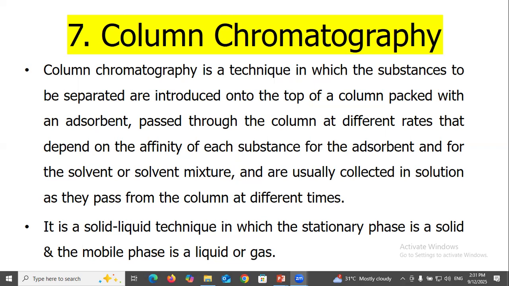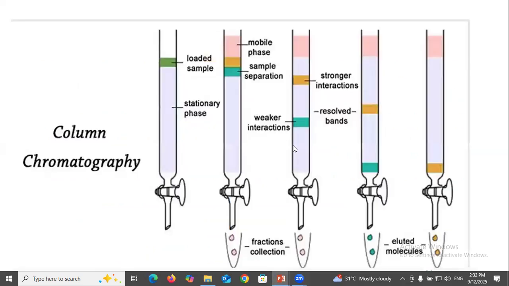It is a solid-liquid technique in which the stationary phase is a solid and the mobile phase is a liquid or gas. See, this is the column chromatography. This is the stationary phase, and this is the loaded sample.